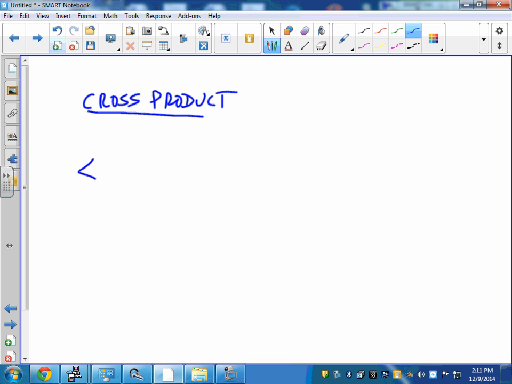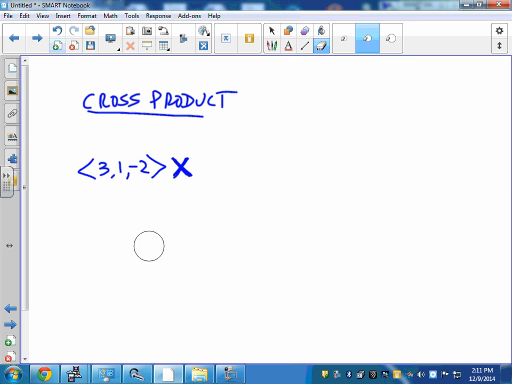Again, I'm going to make up some numbers here. Let's say we have 3, 1, negative 2, and I'm crossing it now. Special note is a big X. This is really the only thing X is used for in advanced mathematics. Like the times, like in elementary school, 3 times 4 is 12. You're not going to do that in algebra, but we will use this X for cross product. 1, 3, and 5.